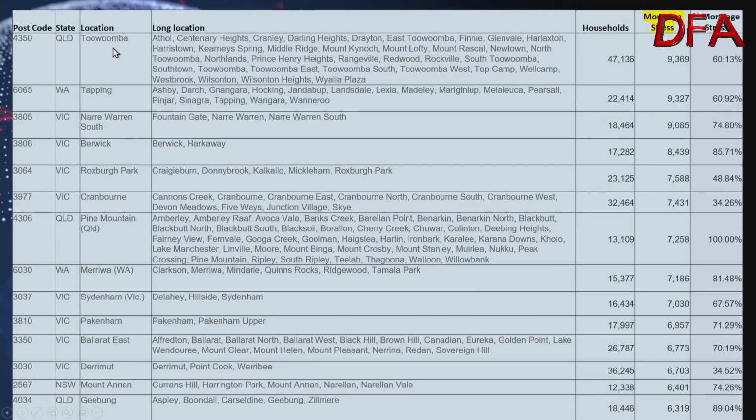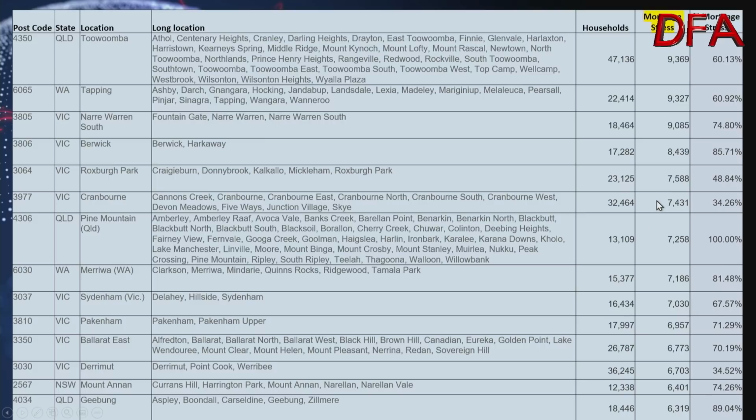Toowoomba in Queensland, 4350, is unfortunately the postcode with the highest count of households in mortgage stress now. That's up in Queensland. We go to Western Australia, to places like Hocking and Tapping, more than 9,000. We then go to Victoria, to Narre Warren South, postcode 3805. Bear that in mind, 3805. You'll see that coming up in another slide in a moment. More than 9,000. Then we've got 3806 next door, Berwick and Harkaway. And then we've got another Victorian postcode, Roxburgh Park, 3064 at more than 7,500.